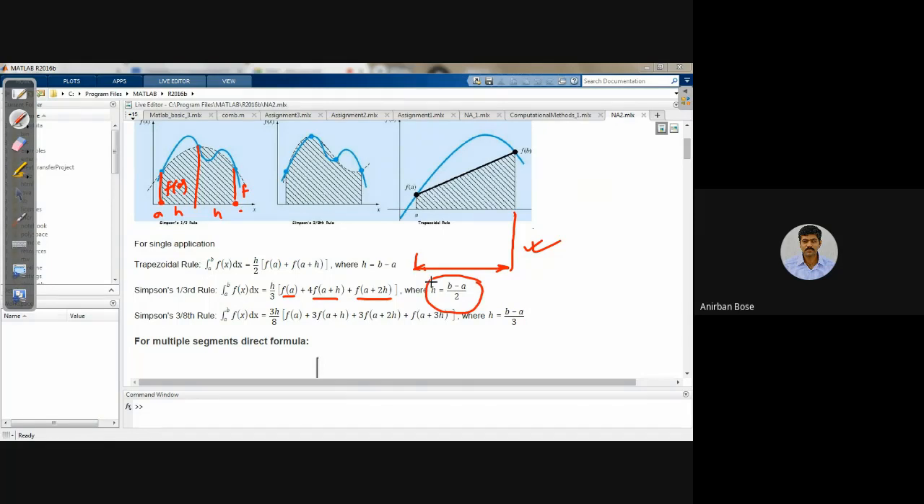So this is f(a) and this is f(a plus 2h) or f(b), whatever you call it, and this height is f(a plus h), because this value of x is a plus h, so the corresponding functional value is f(a plus h). So 4 into f(a plus h). The summation of these three quantities is multiplied by h by 3. h is the length of each segment divided by 3. So here this 1/3 term is there in the final expression. That is why the name is Simpson's 1/3 rule.